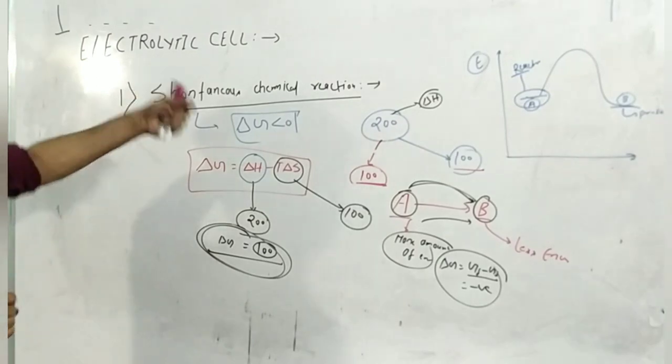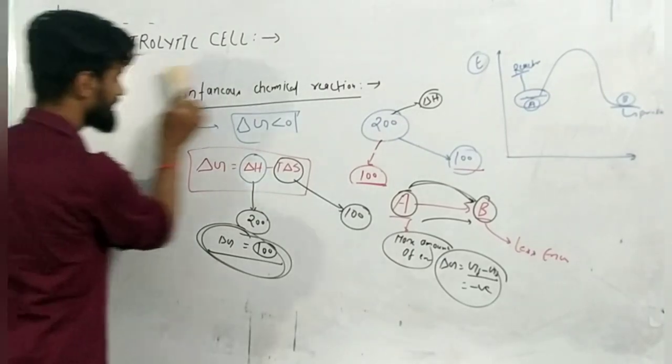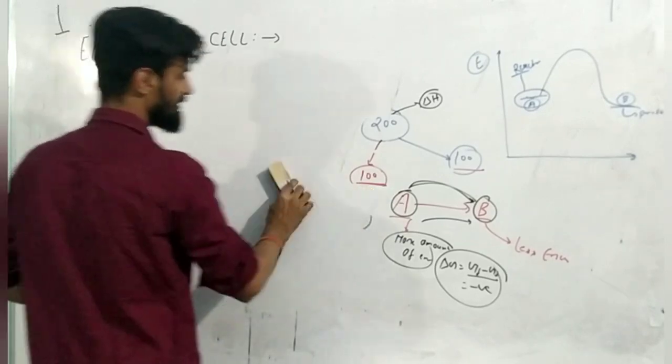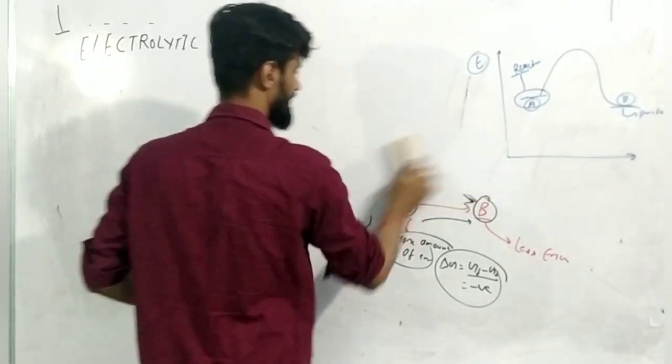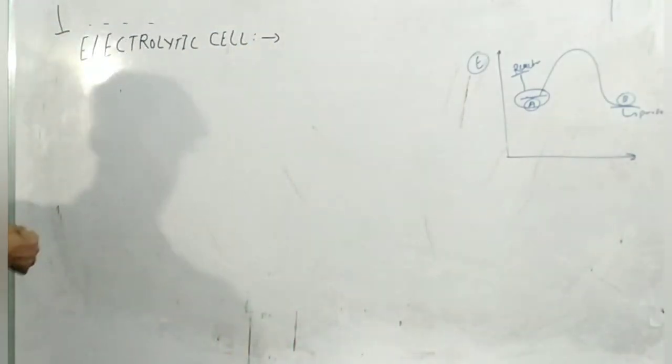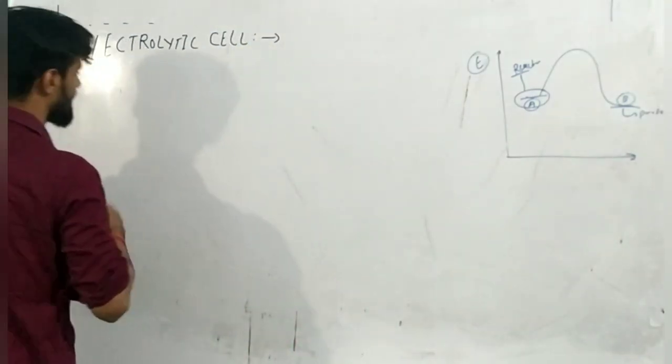So this was the basic part of the spontaneous chemical reaction. This is the spontaneous chemical reaction that we use in the galvanic cell for the generation of electric current. Now understand the non-spontaneous chemical reaction, the same thing in the opposite way.